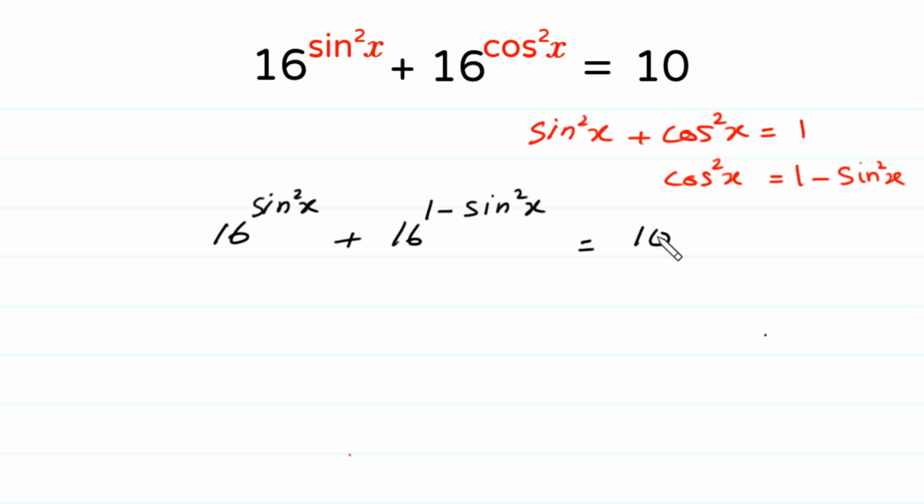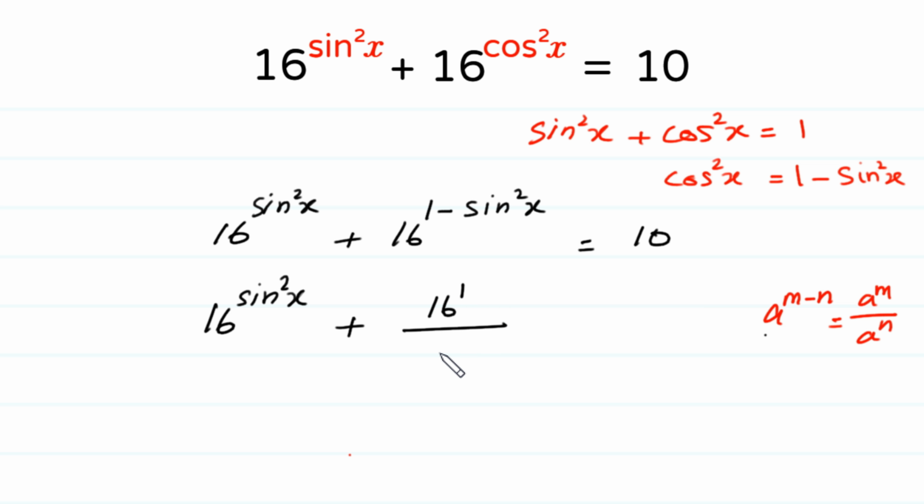Next, 16 to the power sine square x as it is, plus there is a rule of exponents that a raised to power m minus n is equal to a to the power m divided by a to the power n. By using this rule, we can write this as 16 divided by 16 to the power sine square x is equal to 10.